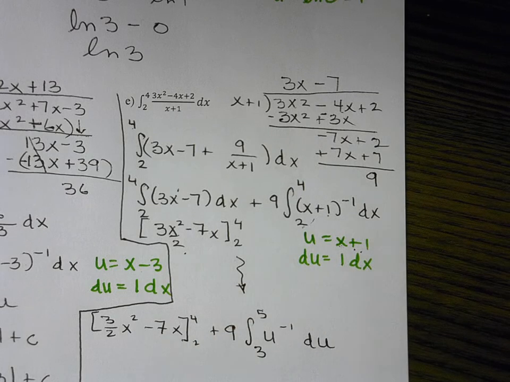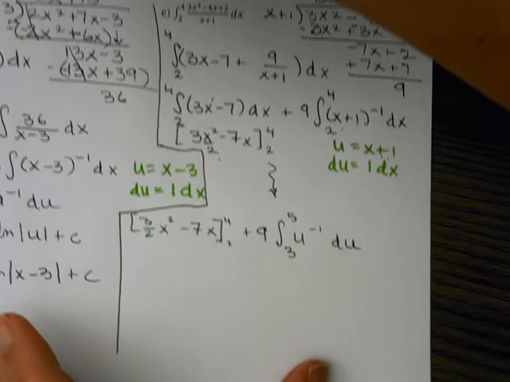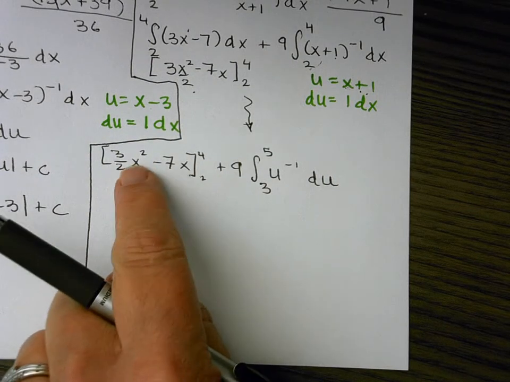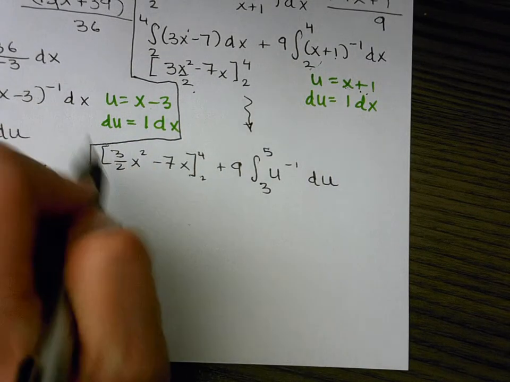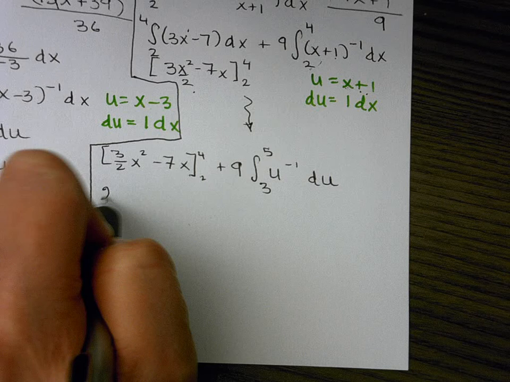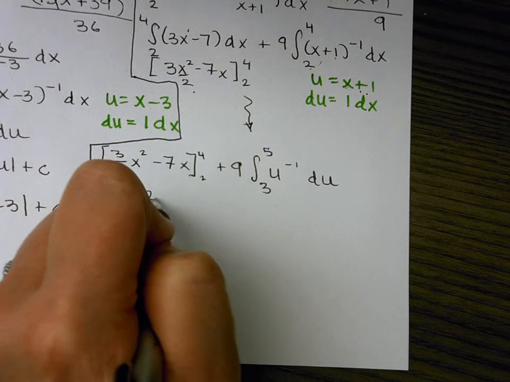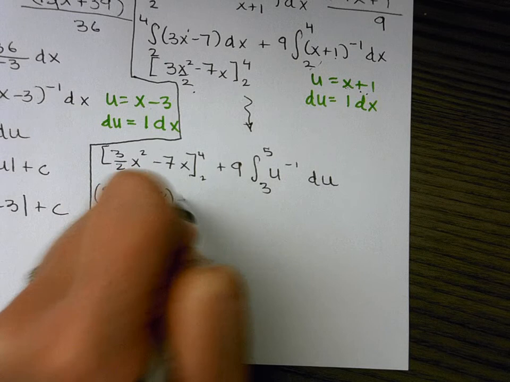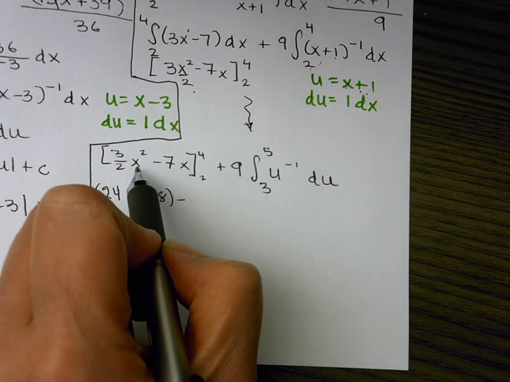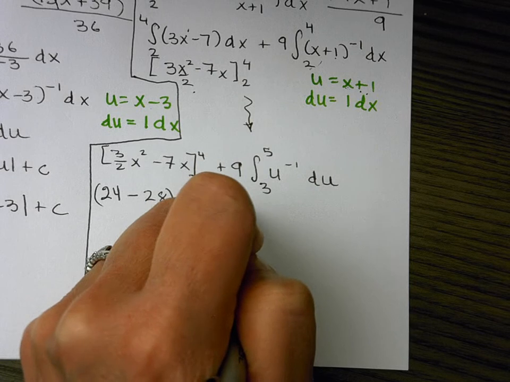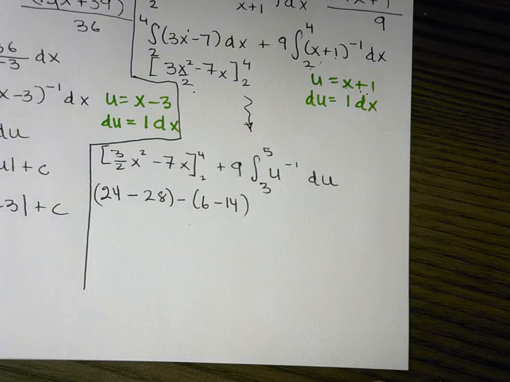Okay. And then now let's go ahead and do a little bit of evaluating over here. So I'm going to substitute in the 4, so that would be 16. 8, so that'd be 24. Hopefully I did that right. And then 7 times 4 is 28. And now minus, substitute in the 2, so that'd be 4, 2, 6. And then minus 14. Man, I hope I did that right. If not, oopsie. Okay.